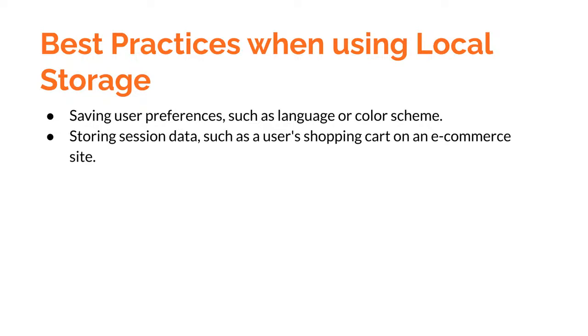I don't know if you've interacted with local storage. Usually you can find it if you inspect element on a page and you go to the application tab, and you'll be able to see the different data stored by the different websites that you've visited. Typically what you'll find most of the time is stuff to do with language or color scheme, sometimes session data, maybe used as a shopping cart on an e-commerce website.